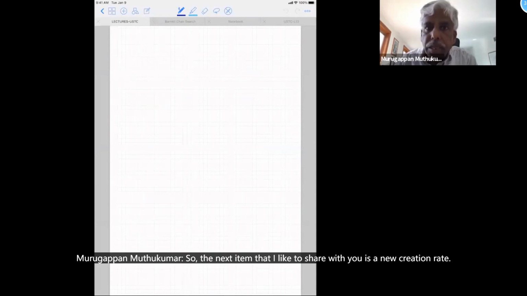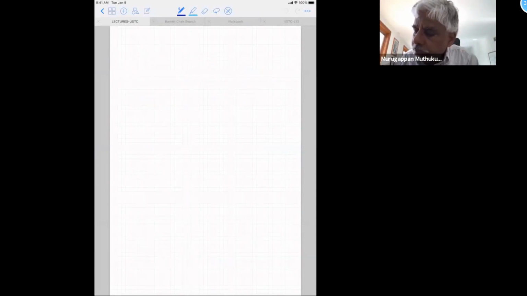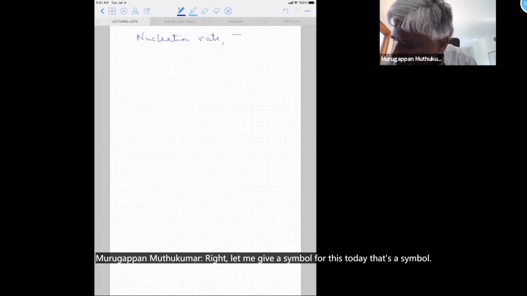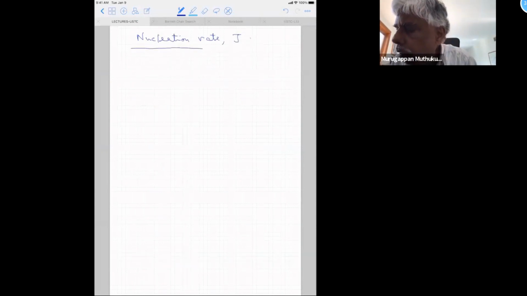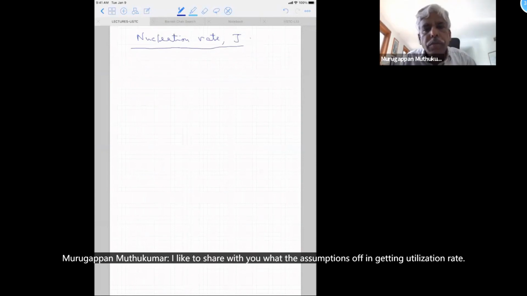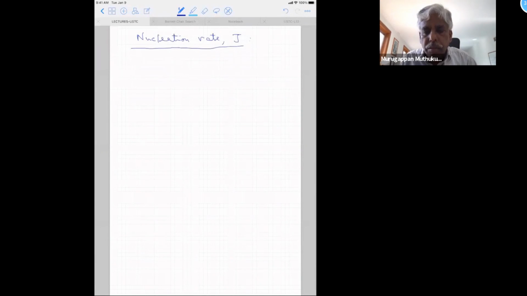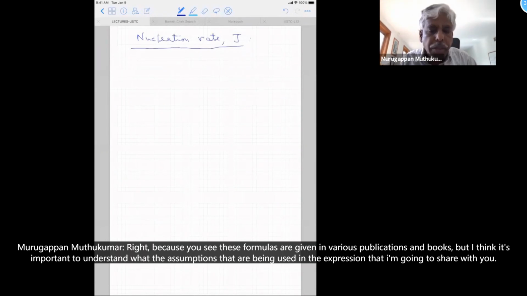So the next item that I'd like to share with you is nucleation rate. Let me give a symbol for this today. I'd like to share with you what the assumptions are in getting nucleation rate. You see, these formulas are given in various publications and books, but I think it's important to understand the assumptions being used in the expression that I'm going to share with you.